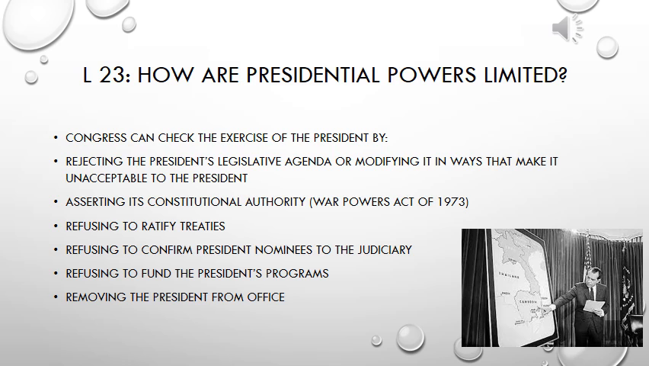They can refuse to confirm presidential nominees in the judiciary. This has happened with several presidents before. Most notably, Ronald Reagan had a couple of Supreme Court nominees that were rejected by the Senate. Congress can also refuse to fund the president's programs, and they can remove the president from office through impeachment. Even though we've had 2 presidents impeached, none of them have been removed from office.